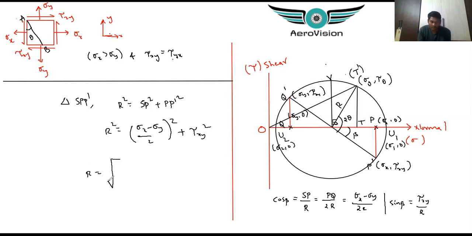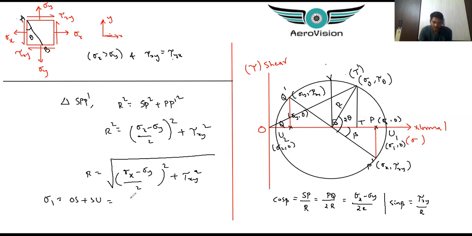So this is another expression for R: the square root of sigma X minus sigma Y by 2 whole square plus tau XY square. From this you can obtain sigma 1 also. Sigma 1 is nothing but OS plus SU, and SU is nothing but R. So sigma 1 is equal to OS plus R. OS is nothing but sigma X plus sigma Y by 2, plus R, this expression. So this is the expression for major principal stress. Similarly, you can obtain sigma 2 as OS minus R.